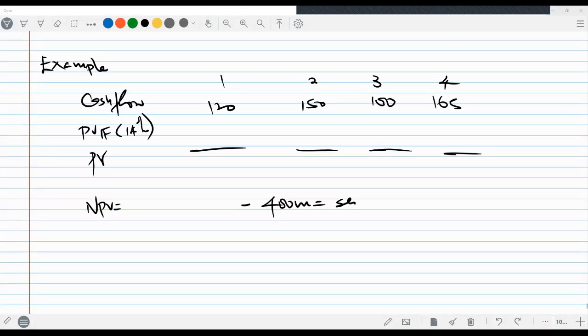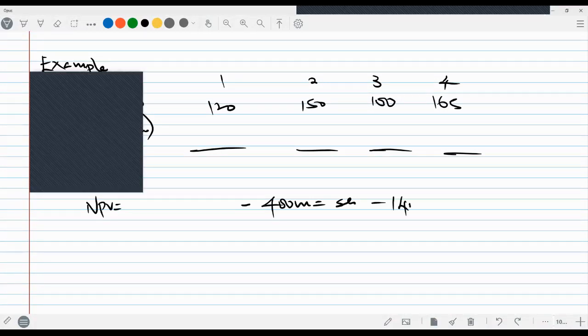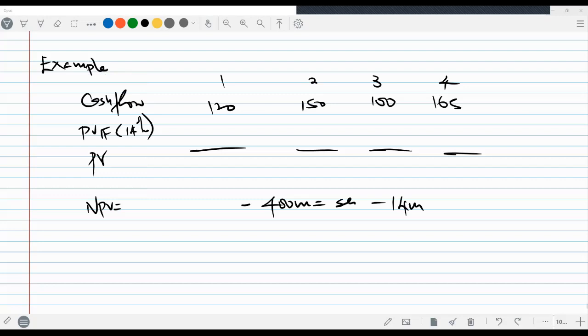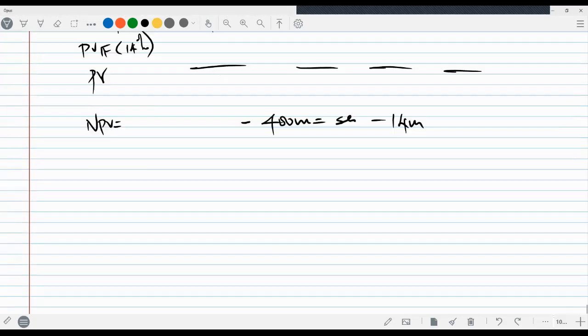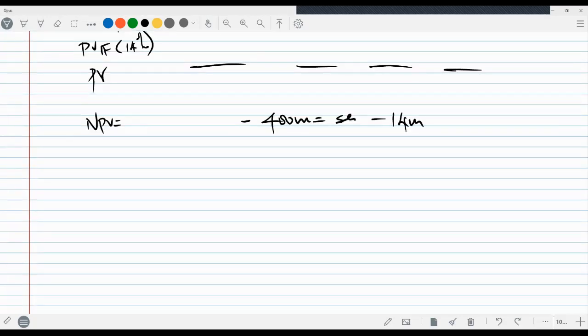Negative 14 million. Okay, negative 14 million. It seems the same was obtained by Lillian. Okay, I presuppose that's with the NPV. And now our idea was to get an NPV equal to 0.